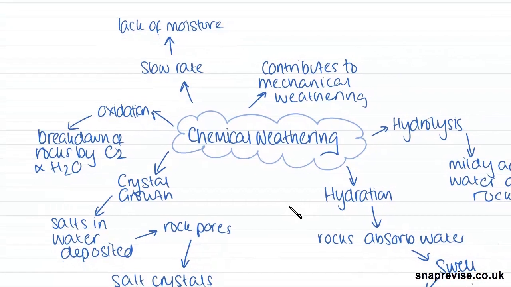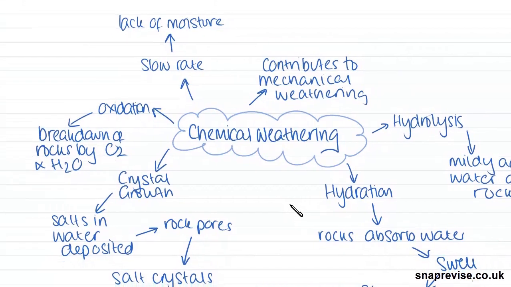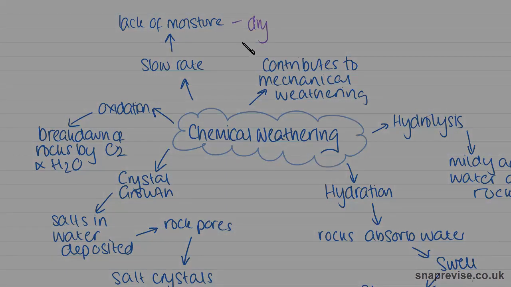Then we have chemical weathering, and I mentioned in the last video that we have types of mechanical weathering, chemical weathering and biological weathering, but chemical weathering was the main process within deserts. And chemical weathering in deserts often happens at a very slow rate, and this is because of the lack of moisture. As you remember, deserts are very dry places and we don't have much rainfall.